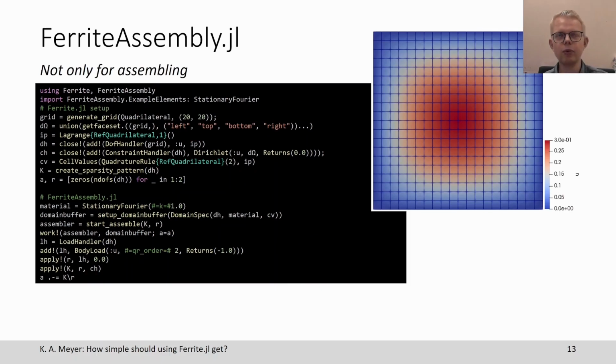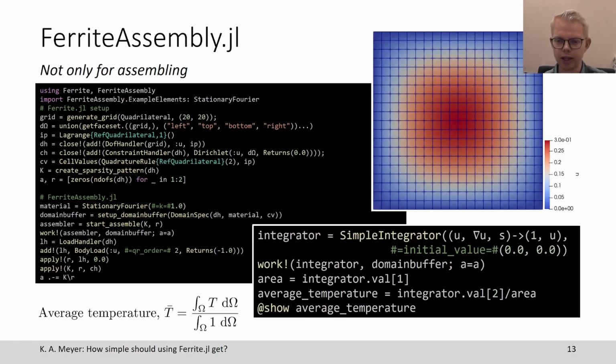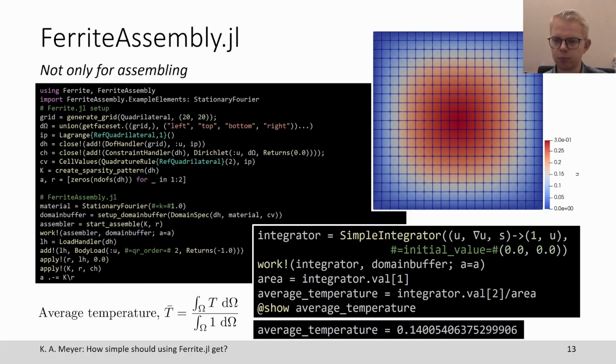But now I only talked about assembling. I also said you can use it for integration, which is quite nice. Let's say we now want to calculate the average temperature here. So obviously that's defined as an integral measure, but we have our cell values with the quadrature and everything, so we can integrate. Here we'll use a convenience integrator called the simple integrator, where we just define it, where we note that the first part of that function returns 1, which will give you the volume, and the other one returns the actual degree of freedom, so u, which will give the integrated temperature, and the quotient is the average. So that works pretty nicely like this.